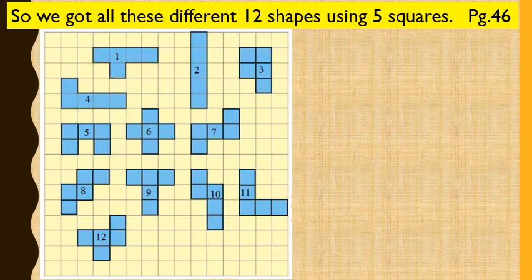So, we got all these 12 different shapes using 5 squares only, as shown in figure 1. All these 12 different shapes fit in a square grid of 10 by 6 rectangles, as shown in figure 2.